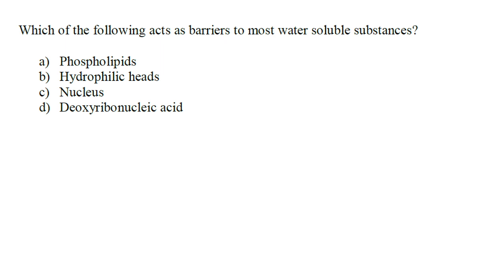Which of the following act as a barrier to most water soluble substances? Phospholipid hydrophilic heads, nuclease, deoxyribonucleic acid. So here the barrier to most water soluble substances is phospholipids. Answer A.